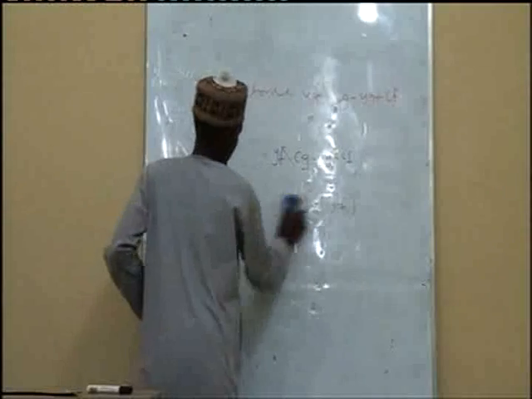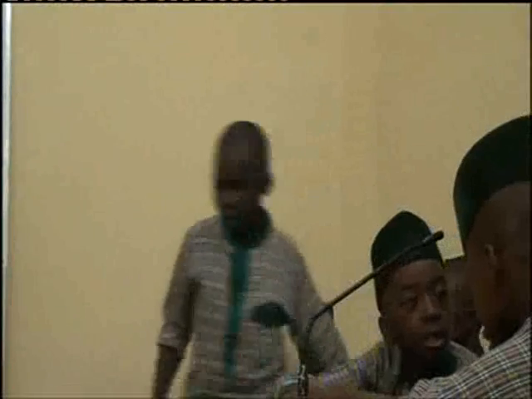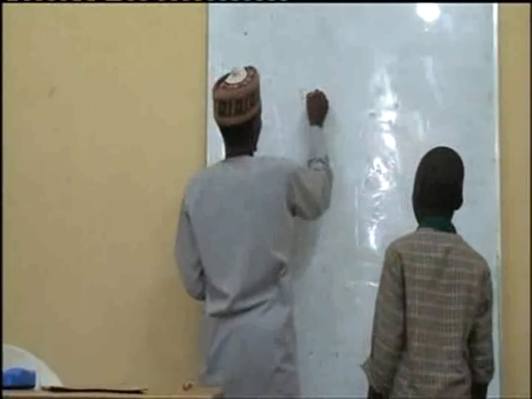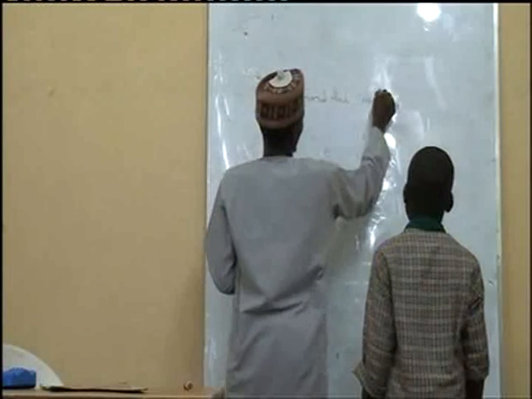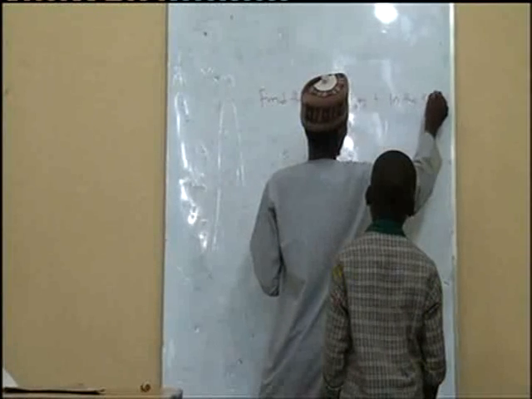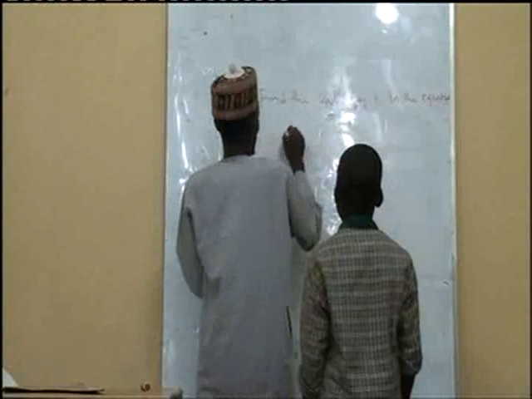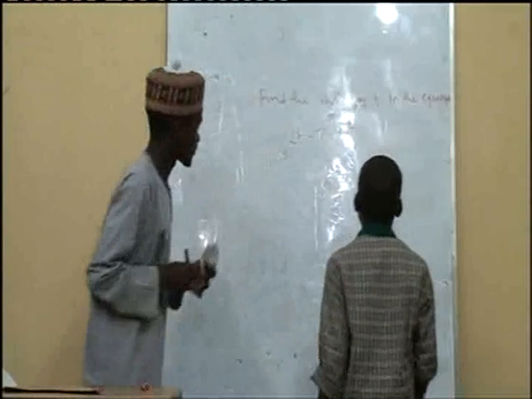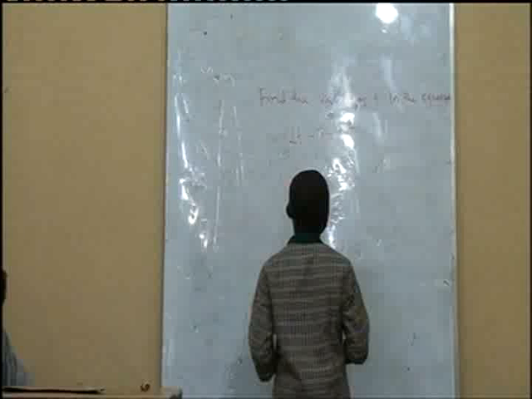Group 2, a representative from group 2. There is the representative from group 2. He has chosen the question for their own group. So Group 2 have chosen the question 11. Find the value of t in the equation 2t minus 7 equals 15. The question asks him to find the value of t in the equation 2t minus 7 equals 15.